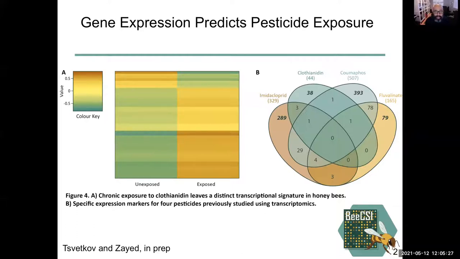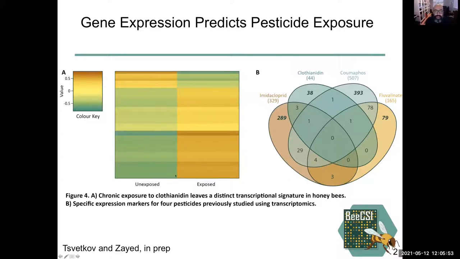And what you're seeing here is about 43 genes that are differentially regulated in the honeybee brain after exposure to clothianidin. You have genes going up in exposed bees and down in unexposed bees, and vice versa. Some genes are going down in exposed bees and have higher expression in unexposed bees.